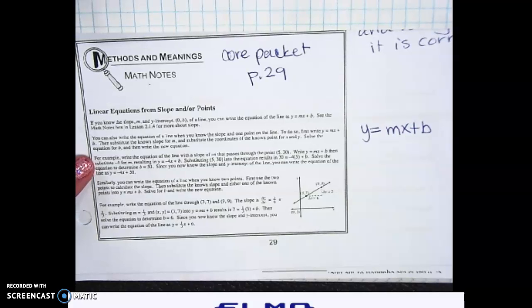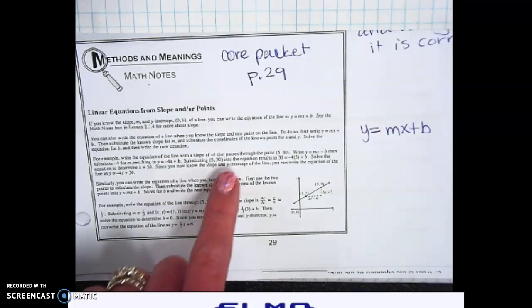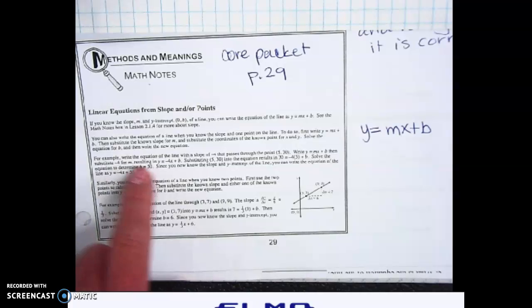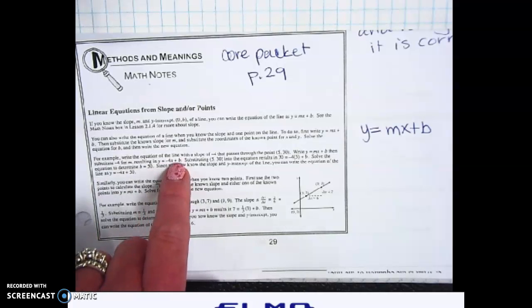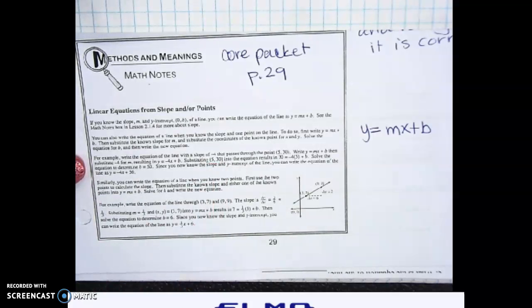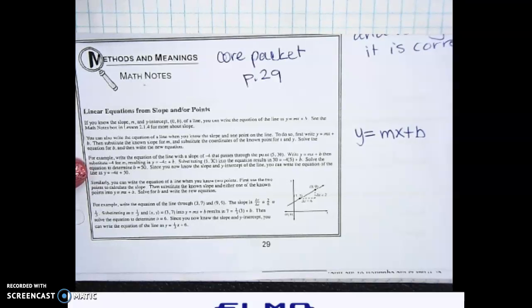Next paragraph that starts with, for example. For example, write the equation of the line with a slope of -4 that passes through (5, 30). Write y equals mx plus b, then substitute -4 for m, resulting in y equals -4x plus b. Substituting (5, 30) in the equation results in 30 equals -4 times 5 plus b. Solve the equation to determine b equals 50. Since you know the slope and y-intercept of the line, you can write the equation of the line as y equals -4x plus 50.